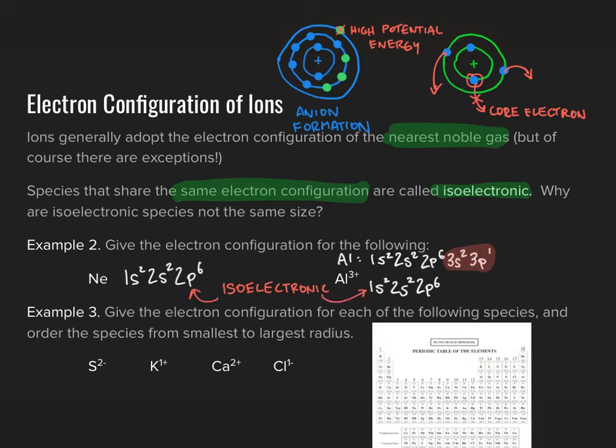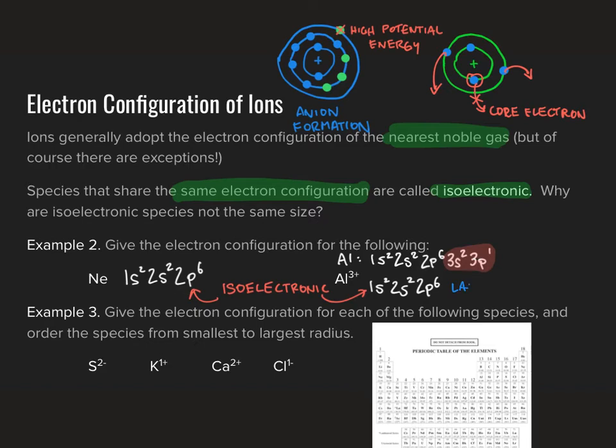Now, given that they have the same electron configuration, we next want to think a little bit about which of these is going to be the larger or smaller ion. And if we think about it, if the electron clouds are the exact same because they're isoelectronic species, the only thing that's different between these two species then is the nuclear charge.